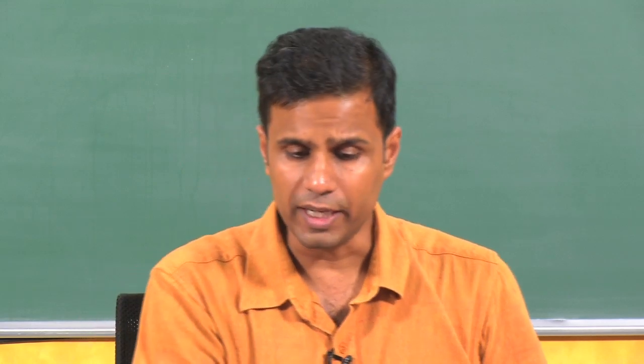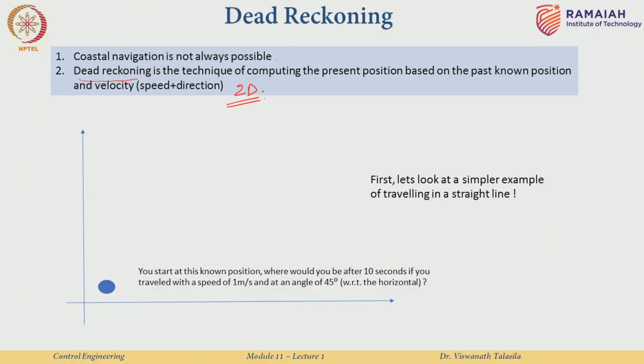Let's look at the problem in 2D; it scales to 3D in a very similar way. The problem in 2D basically says the following: if you start at this particular location, and you move 45 degrees with respect to something, let's say in this case the x axis, and you move at a speed of say 1 meter per second in this direction, where would you be after 10 seconds? Where would you be after 10 seconds?